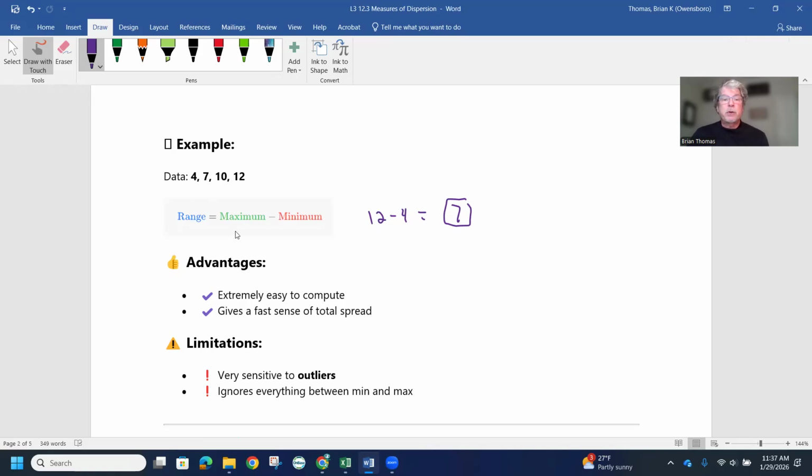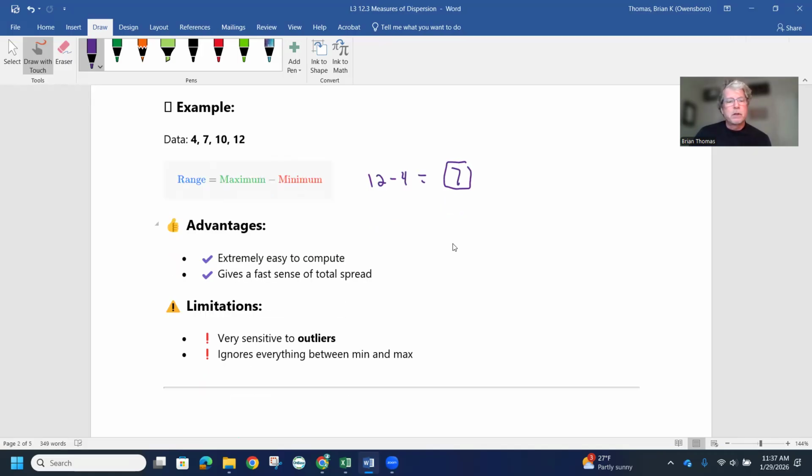So notice how the range is pretty basic. It's extremely easy to compute. And it gives us a kind of spread, how far apart the data is, because notice how every other number is between there. So our data, which has 4 points, ranges from 4 to 12. So we know our range is 8. That's how far apart they are. That's how spread out they are, if you will.